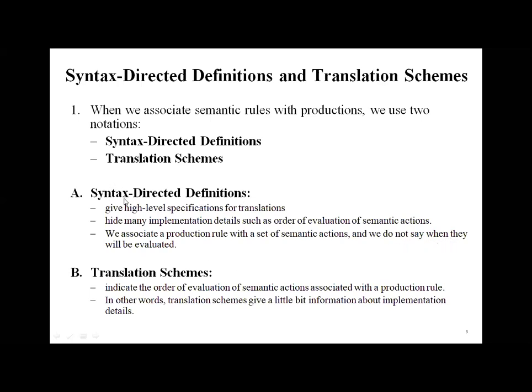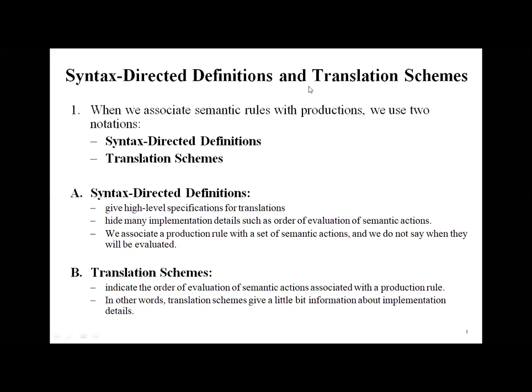So in syntax directed definition, we have to give some attributes, and there are two types of attributes: synthesized and inherited. We give some definition for every syntax. Then the translation scheme indicates the order of evaluation of the semantic actions. Suppose there are 3, 4, 5 productions; the order of which will be done first and which second is given by the translation. In other words, the translation scheme gives a little information about implementation details.